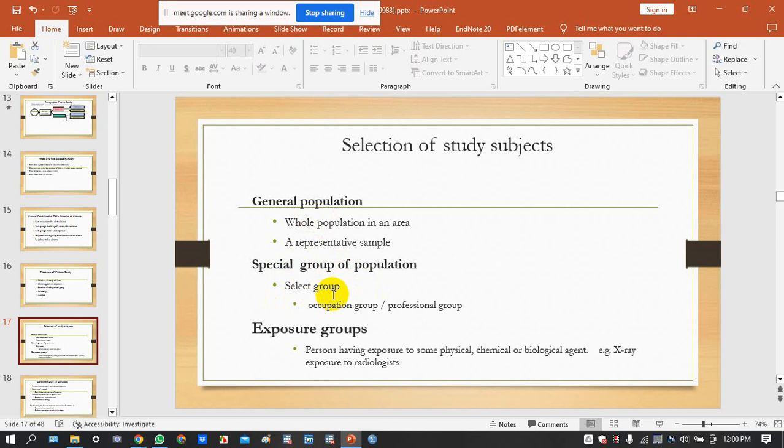If you have a special group of population you are looking at, you look at the selected group, the occupation of the group, or the professional group. So if you are looking at laboratory personnel in Bolgatanga Regional Hospital, then you look at them and maybe you can compare them to laboratory personnel in Tongo Hospital and see which of them is under stress. I know that for my hypothesis, those working in Tongo Hospital, they don't even do night, so they are less stressed than those working in regional hospital.